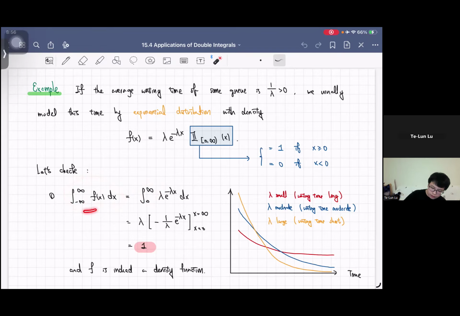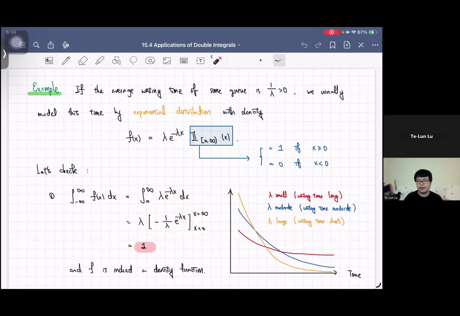As I mentioned, this f of x only contributes on the positive real line, and on that line the density function is lambda e to the minus lambda x. So this is a very simple integration. You can do it as a one-dimensional integral. The antiderivative of this is minus 1 over lambda e to the minus lambda x. When x goes to infinity, that goes to 0. When x is 0, this gives 1 over lambda. So lambda times 1 over lambda is 1.